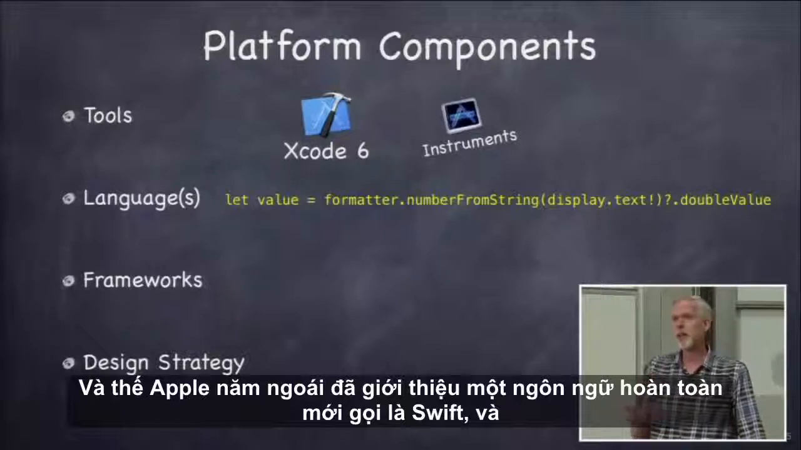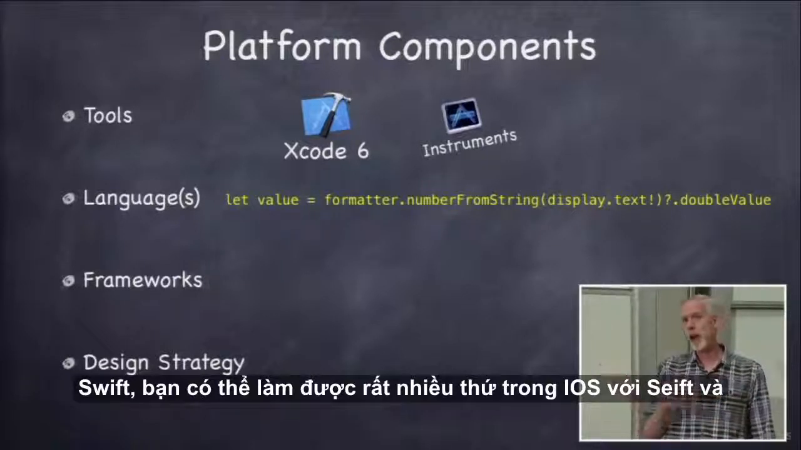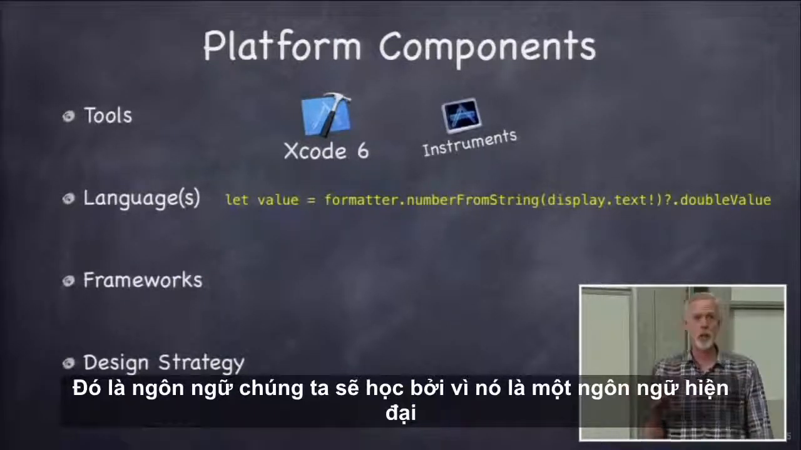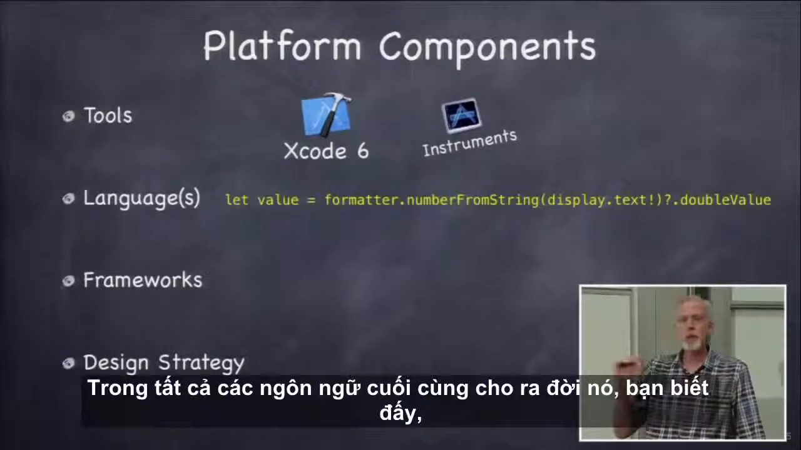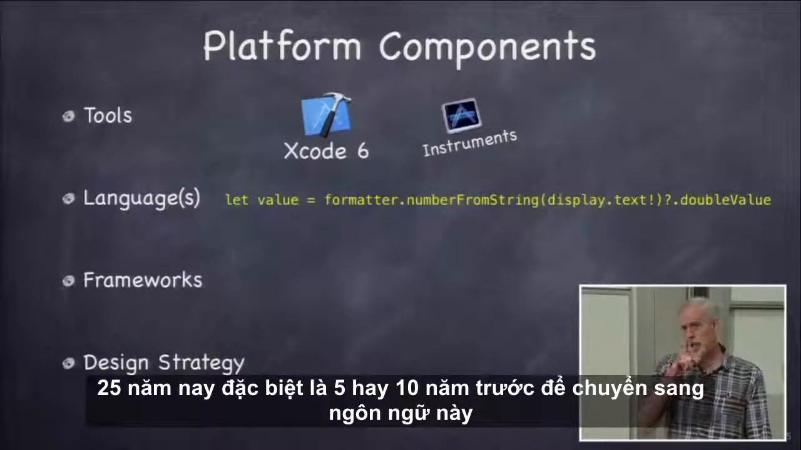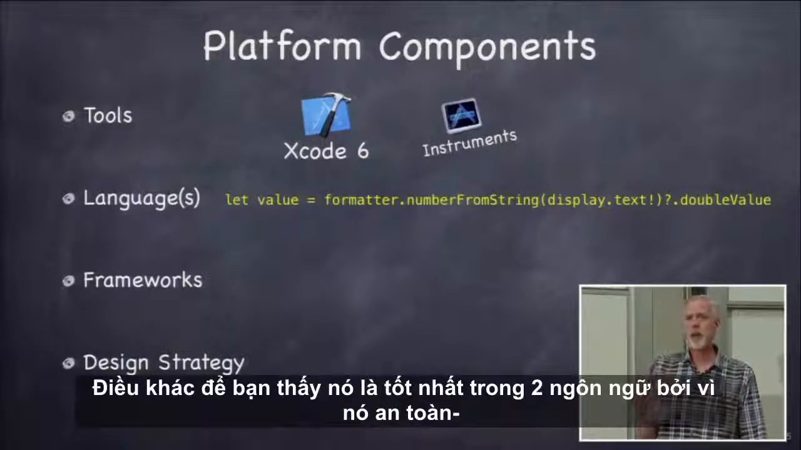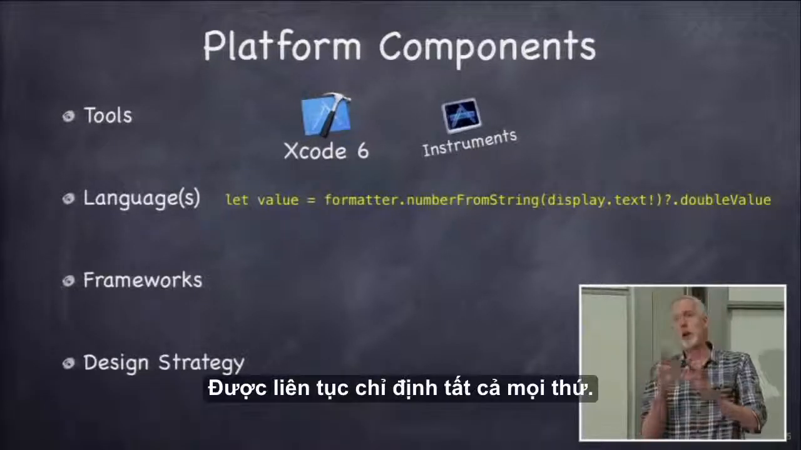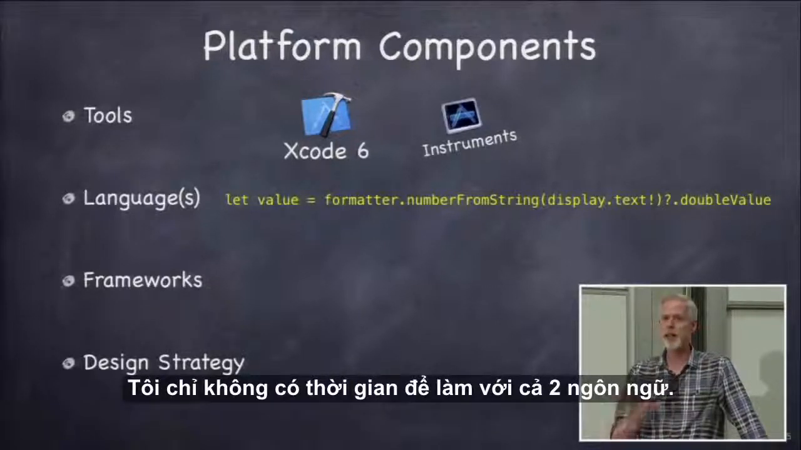And so Apple last summer introduced a completely new language called Swift. And with Swift, you can do pretty much everything in iOS, and that's the language we're going to learn because it's a modern language. Apple did a great job of building all the best stuff of all the languages that have been invented over the last 25 years, but especially the last 5 or 10 years, into this language. It's very concise. It's a very type-safe language, but it has type inference and a lot of things that make it so that you get the best of both worlds of having type safety and not having to be constantly over-specifying everything. So we're going to go Swift only. I'm not even going to really talk about Objective-C. I just don't have time to do both languages.